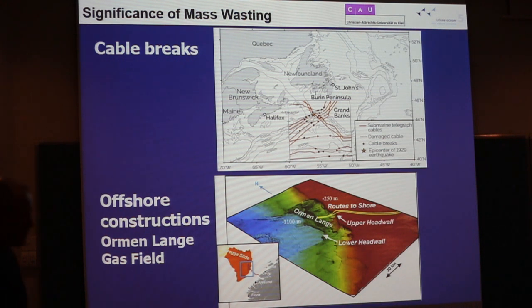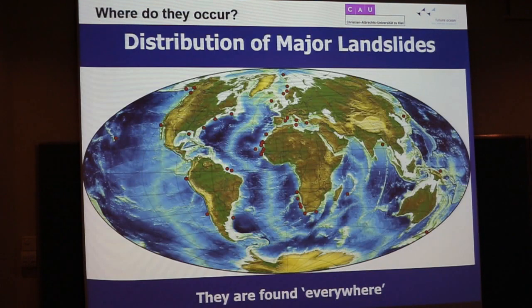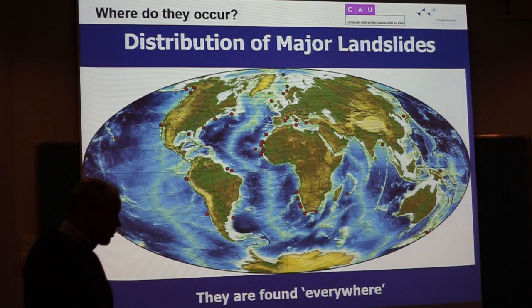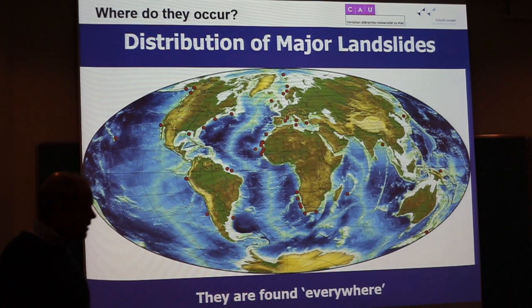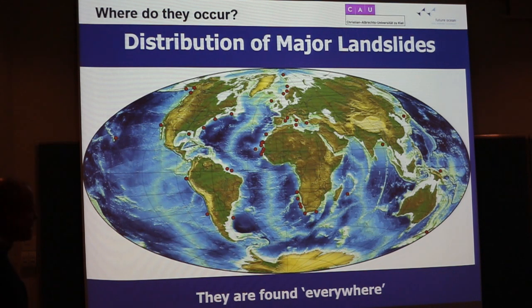So hopefully I convinced you that it's pretty important to investigate submarine landslides. Then next we can try to answer where, when and how do they occur. And the question, where do they occur? Here you see a map which more or less points out the distribution of major landslides worldwide. Major is not a very quantitative term. This is defined by different people in a different way. And for sure, this map is also not complete. It's heavily biased by the availability of data.